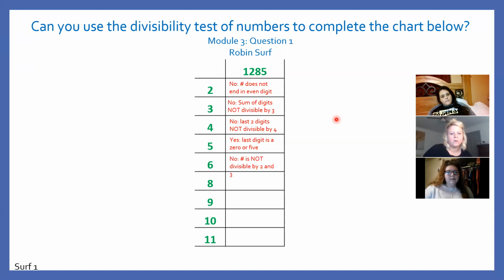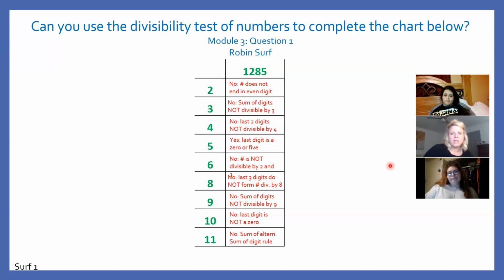Number 6, is the number divisible by both 2 and 3? No, the number is not divisible by 2 and 3. Number 8, do the last 3 digits form a number divisible by 8? No, they do not. Let's look at number 9. Is the sum of the digits divisible by 9? No, the sum of the digits is not divisible by 9. Number 10, is the last digit a 0? No, the last digit is not a 0.